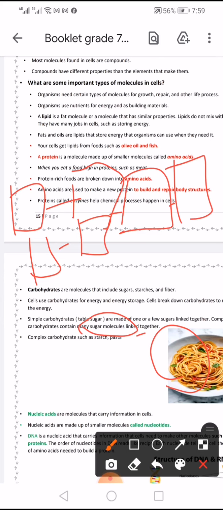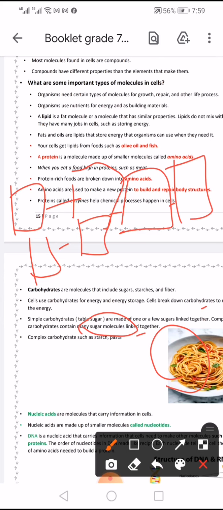We have three important molecules in our body: lipids, proteins, and carbohydrates. Lipids and carbohydrates are used to store energy for when we need it, as when we run or when we play. What happens? Your body breaks down the lipid and carbohydrate to release the energy, as we need energy when we run and when we play.